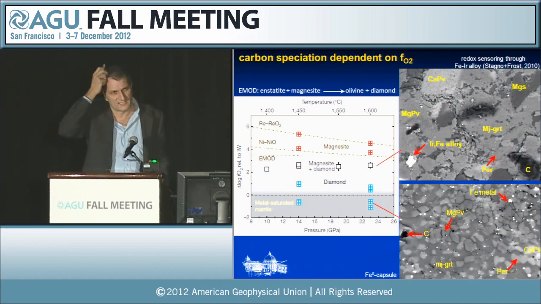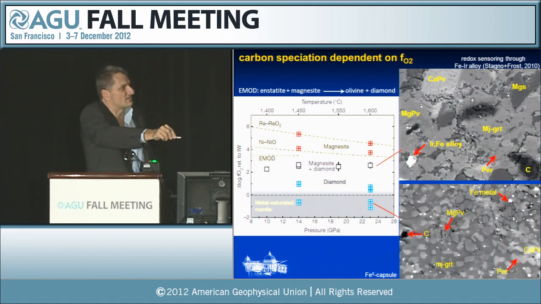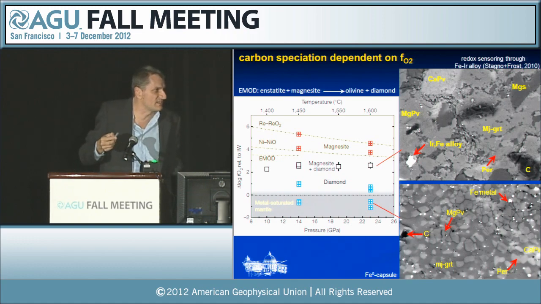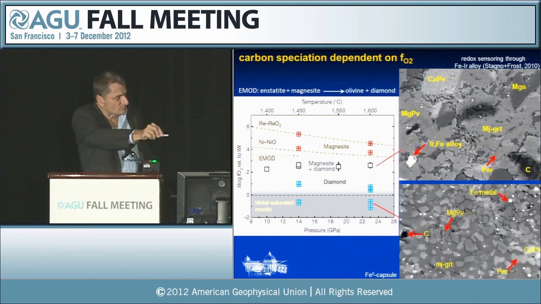We have done another set of experiments with different solid state buffers: rhenium, nickel oxide, and an iron capsule. This is one of those, but there you only get one phase. You get one phase at a given oxygen fugacity. So you see the magnesite-diamond equilibrium is this white band here.